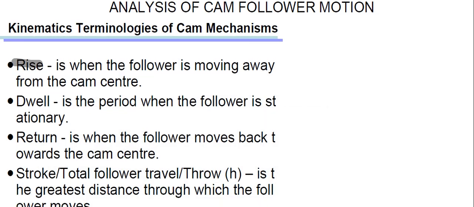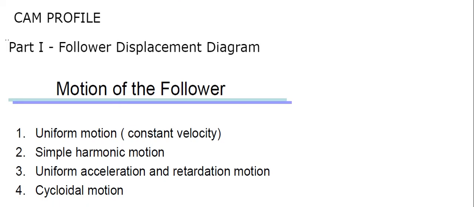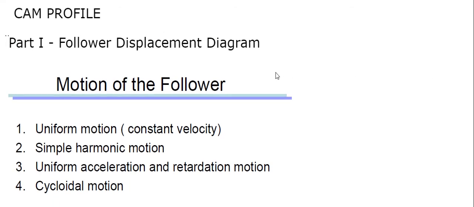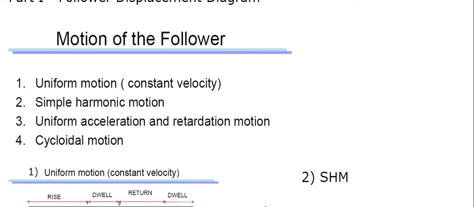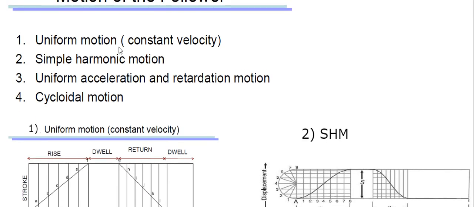So now moving on to cam profile. How to draw a cam profile? Cam profile can be drawn by drawing a displacement diagram and tracing some lengths from that. And we have seen last time that for displacement diagram we have to depend on the type of motion of the follower. Basically, you have to learn at least four displacement diagrams.